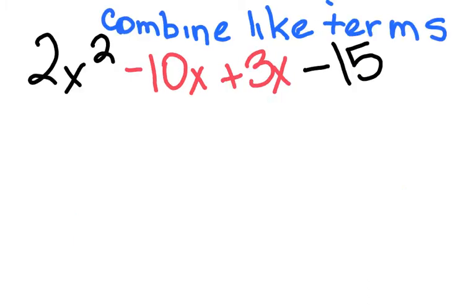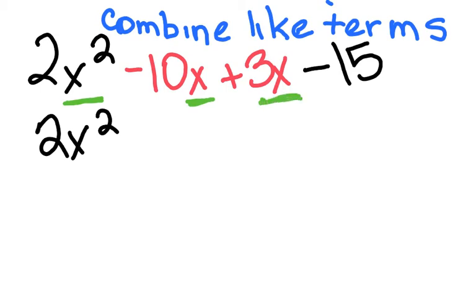Okay, so here we are back where we started. So underlining the first term has an X squared, and there are no more X squared, so we're just going to bring that down. Our second two terms are 10x and 3x. They both have an X, so we're just going to hold off on those for a second. There's only one integer, and that's negative 15, so we're just going to bring that down.